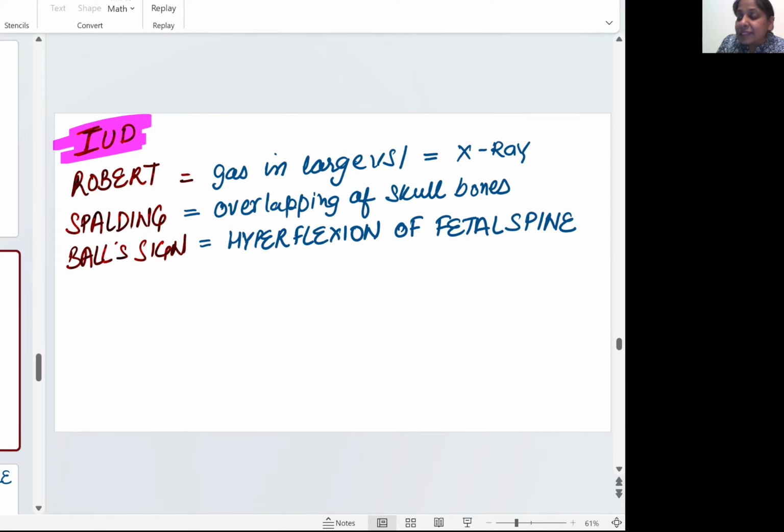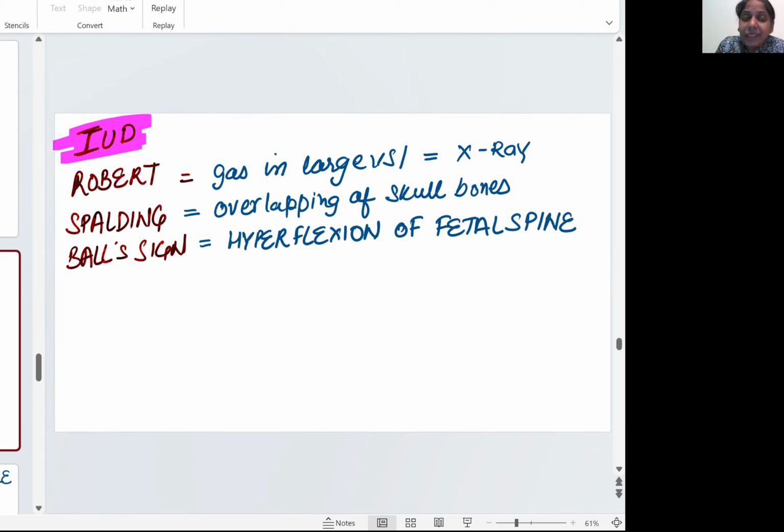Why is there gas in the large vessels? Because after death of the fetus, there is cardiac arrest. Very good, Dr. Iman. Due to the cardiac arrest, there is stoppage of the blood flow. As a result, there is gas in the large vessels, which can be seen on X-ray.